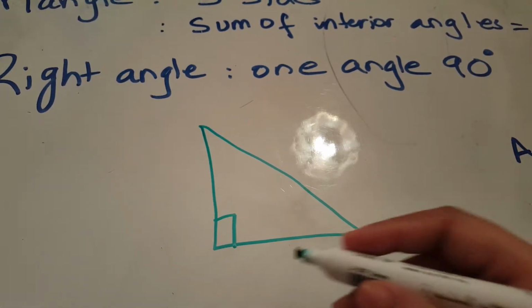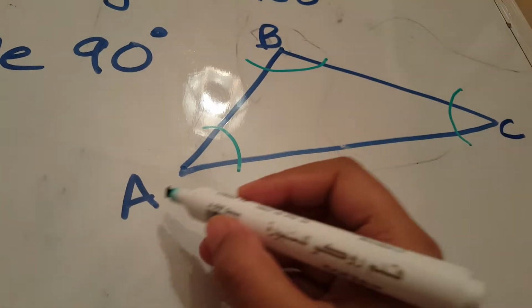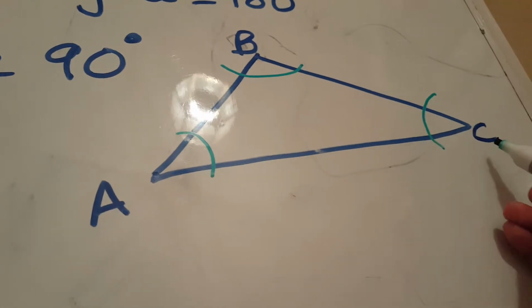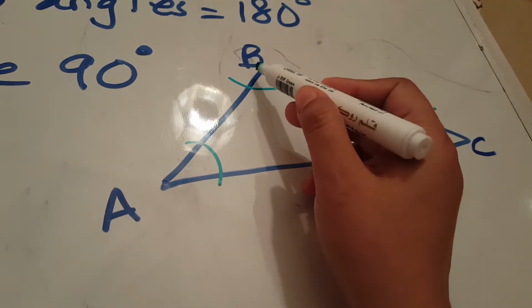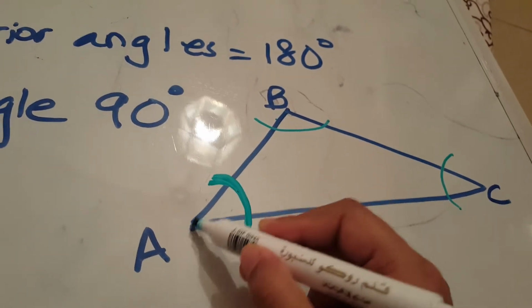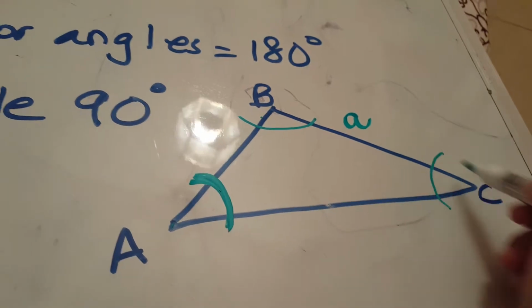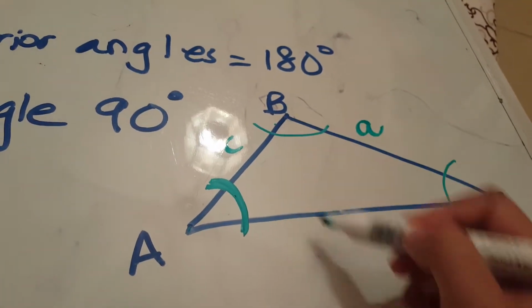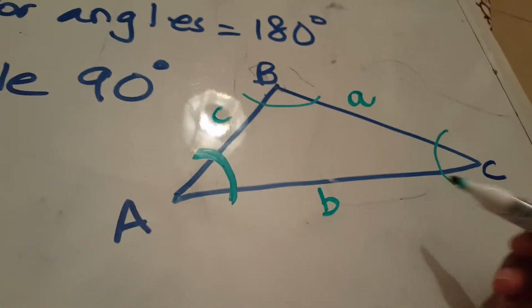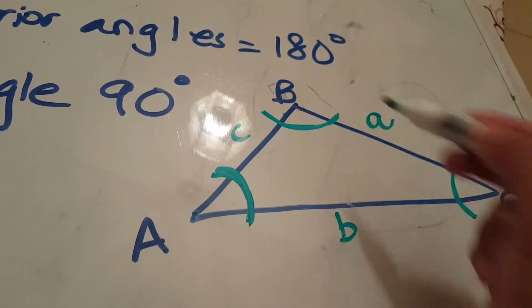If we talk about naming these, I call that this is an angle A, this is an angle C, and this is an angle B. So wherever you are putting your angle, the opposite side is the name of the side. We say this side is A, this side is C, and this side is B. So side, you always take the opposite with respect to your angle.